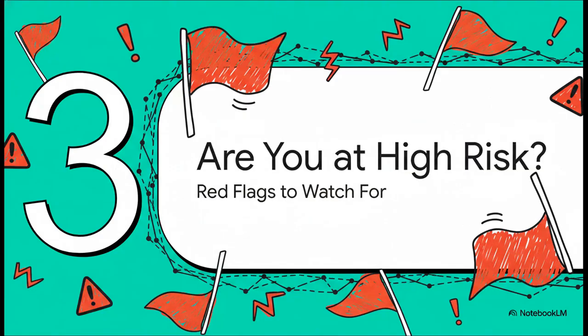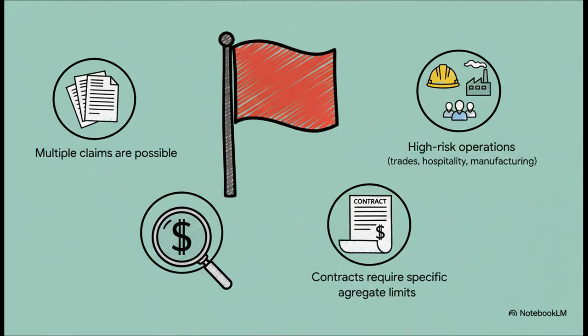Okay, that's a pretty scary scenario, right? So how do you know if you're at a high risk for this happening to you? Well, there are a few key red flags that you really need to be watching out for. So listen up, you're at high risk if multiple claims are just a known possibility in your business. Think if you're in the trades, hospitality, or you run public events. Same goes for high-risk operations, like manufacturing. And here's one people always forget. Check your client contracts. Sometimes they will specifically require you to have a certain aggregate limit.